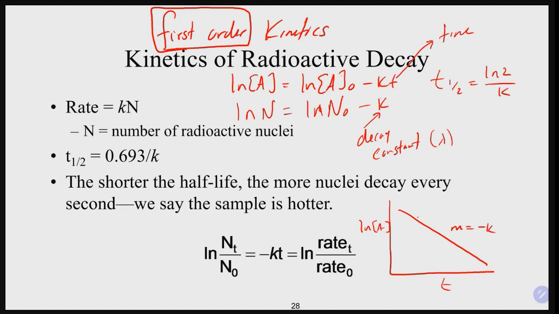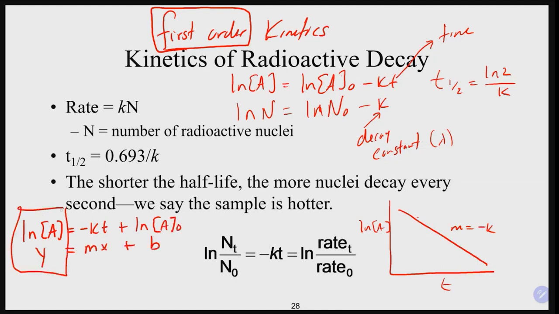And that is because if you rearrange the first order equation, the natural log of A is equal to minus kt plus the natural log of A naught. This is written in the form of a straight line, y equals mx plus b, where on the y you put the natural log of A, and on the x you put time. And the slope there will equal the negative of the decay constant in this case, which is really very similar to the rate constant. It's the same idea.